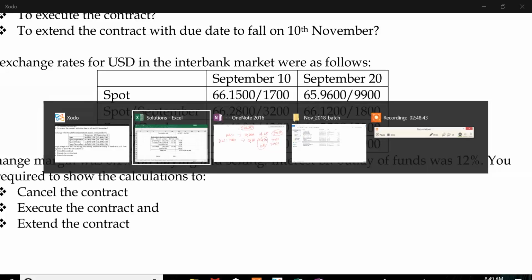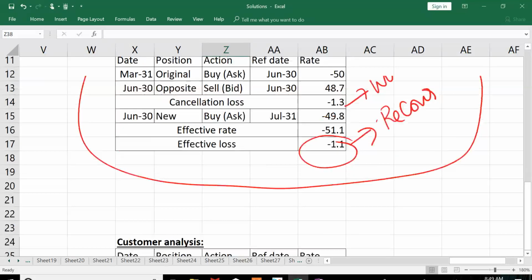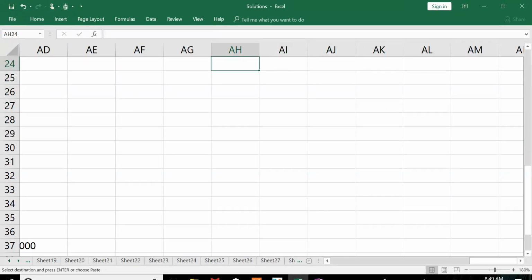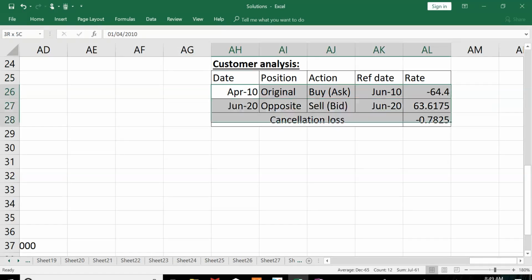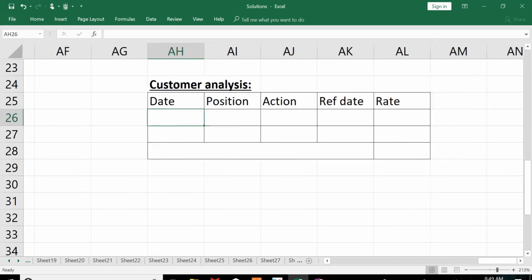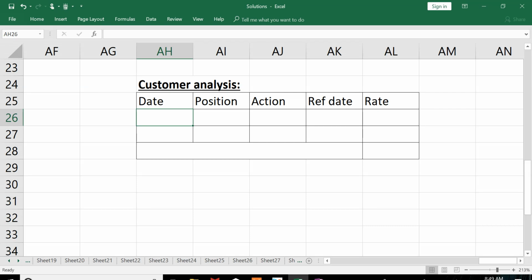So working note 1, calculation of cancellation rate and cancellation loss. Customer analysis with all those 5 columns.